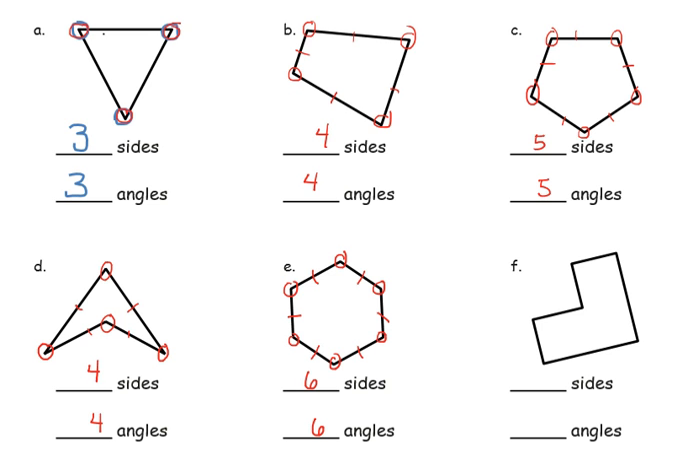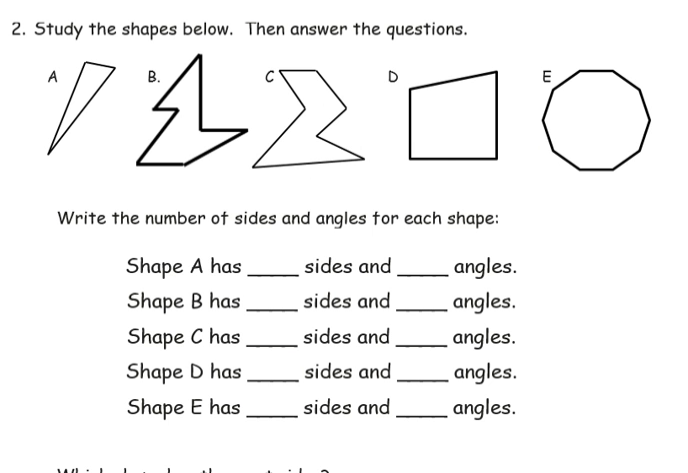And in my last shape, I count my sides. I have 1, 2, 3, 4, 5, 6 sides as well, and 6 angles. So you can see the pattern here that the number of sides is going to match the number of angles in each shape. We're going to follow similar logic for the second section.